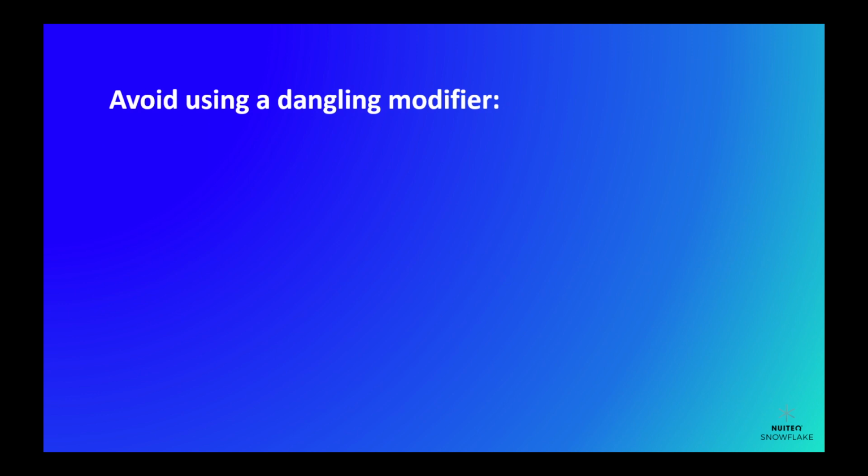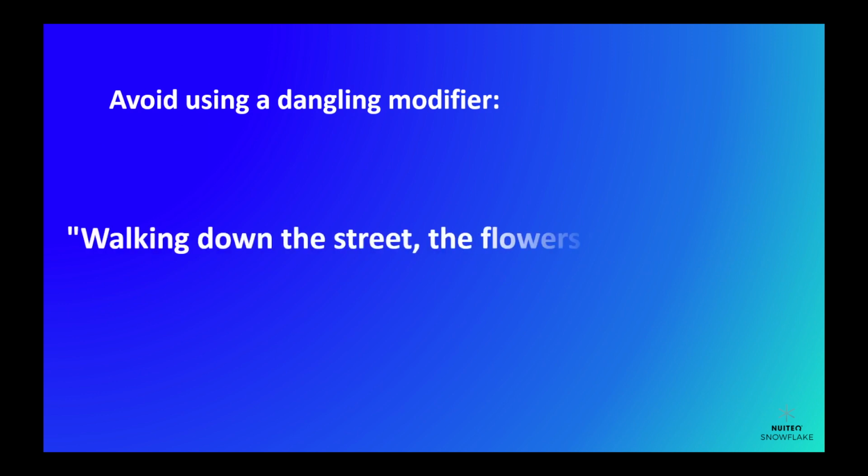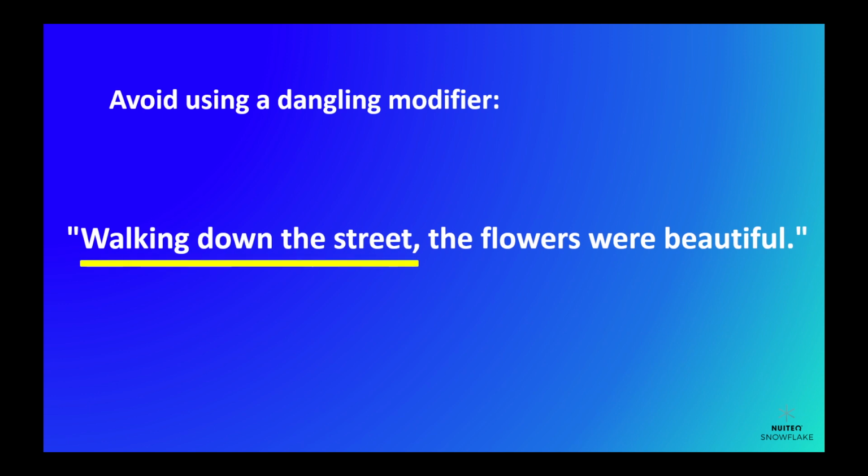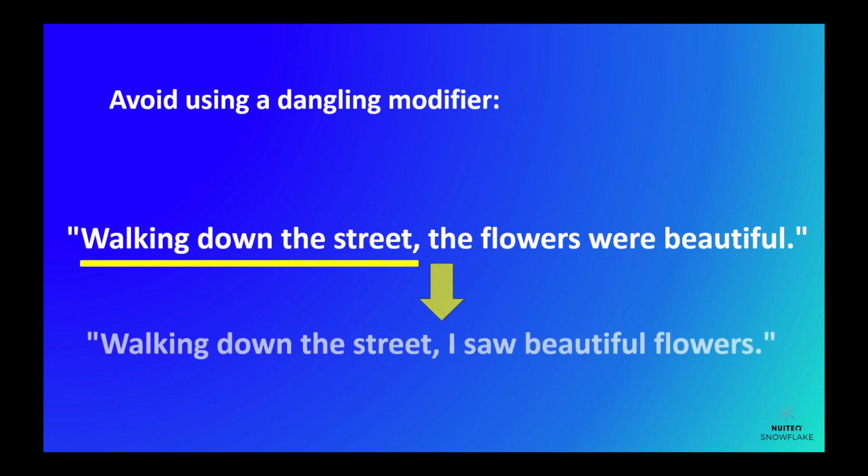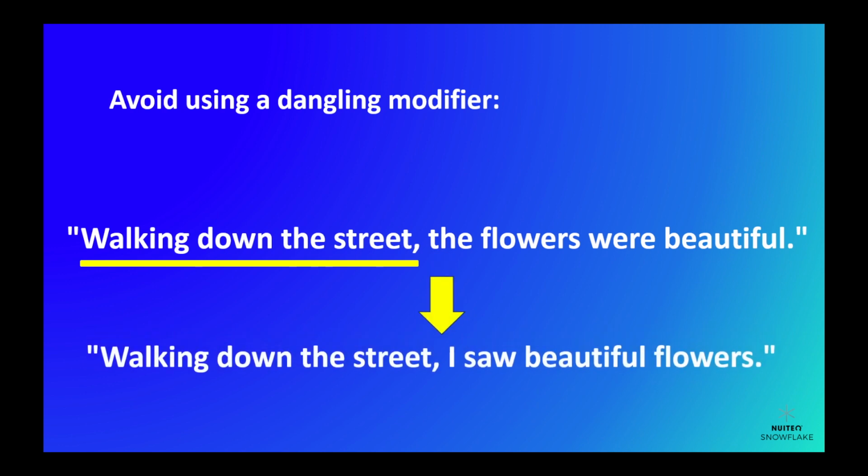Avoid using a dangling modifier. Walking down the street, the flowers were beautiful. In this sentence, the modifying phrase, walking down the street, is a dangling modifier, because it does not have a clear subject to modify. A better sentence would be, walking down the street, I saw beautiful flowers.